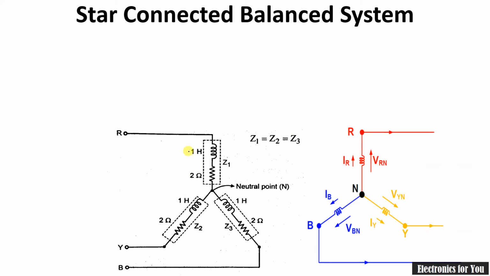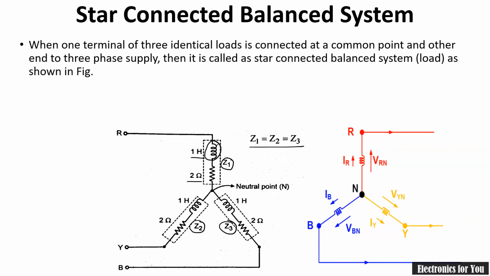Now in this case we are having a winding, or we can say that a phase, therefore it will have some inductance and some resistance, and total impedance will be Z1, Z2 or Z3 in this case. So we are having three impedances which are nothing but same, because here each impedance is having 1 Henry inductance and 2 ohm resistance. So we can say that Z1 equal to Z2 equals to Z3 in this case, and this is a star connected balance system. It is balance system because all the impedances are having the same value, and in this case we are having this point.